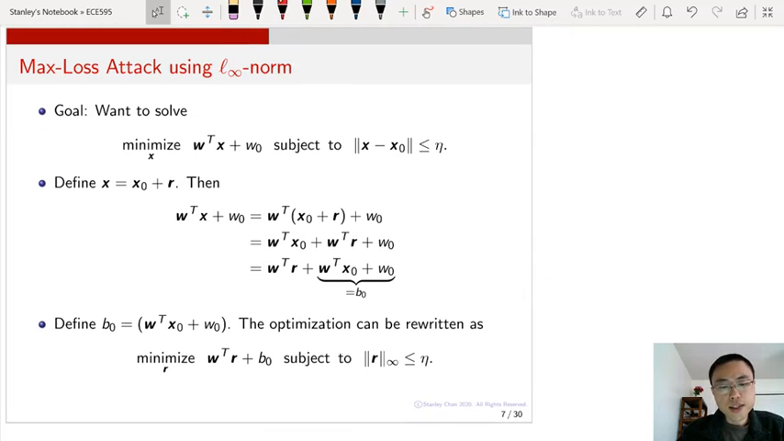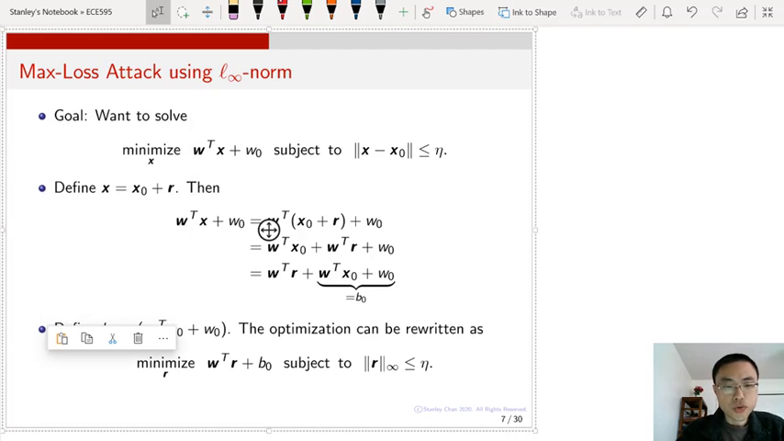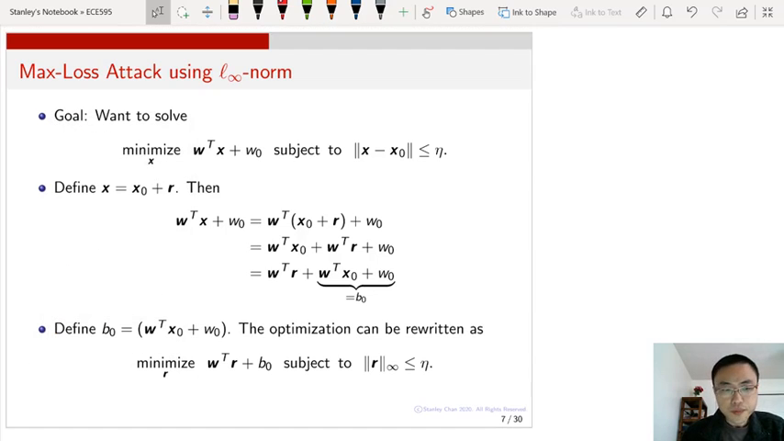So we ask, is it possible that we can also extend the idea to the L infinity norm? And here is the problem. Suppose you want to solve this objective function with the constraint, now replacing the norm by an infinity norm. Then in principle, we should be able to solve a solution using a similar technique.